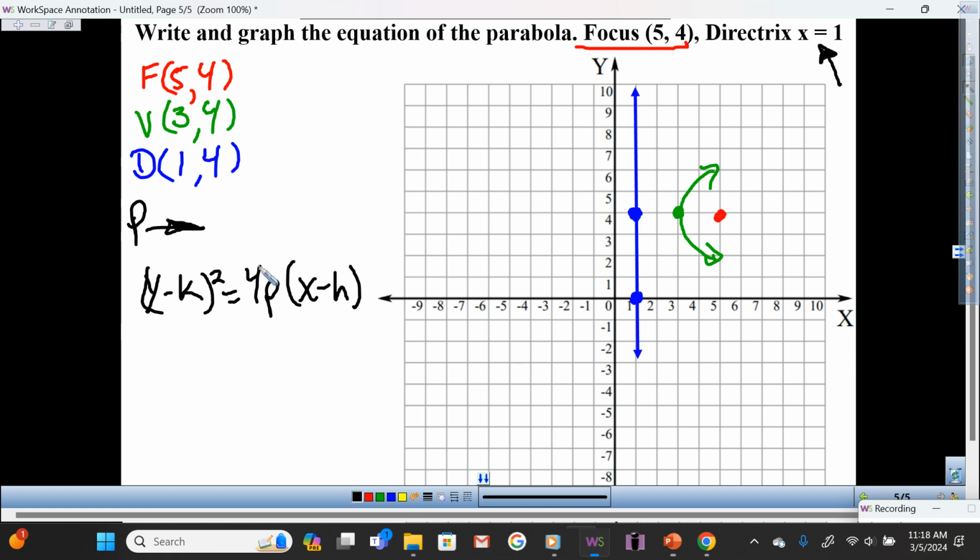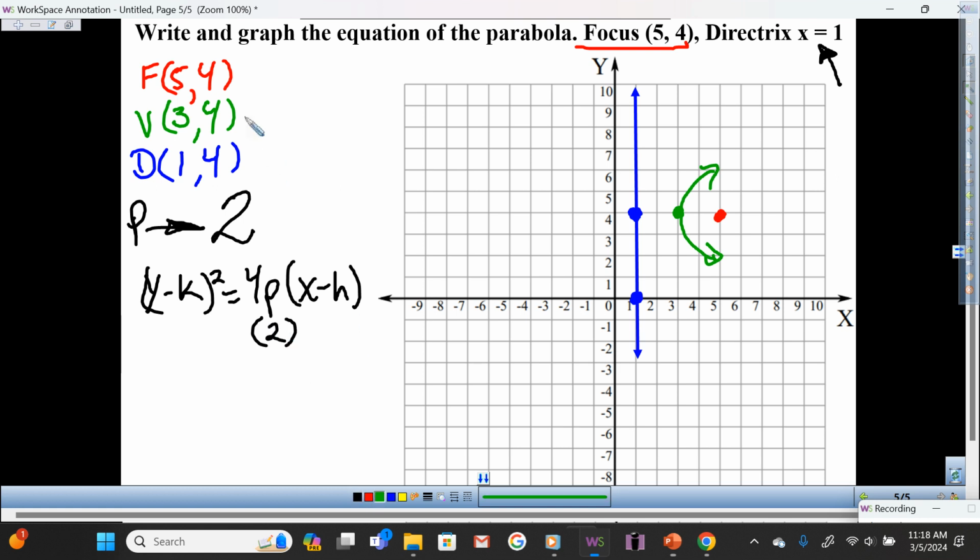Tell your neighbor the distance between the points. What's that distance? Everyone, show me with fingers. Yes, deuces. We got 2, because it's 2 steps from the green to the red, or from the vertex to the focus, or from the vertex to the directrix. 2 steps. So here for P, we do 2.